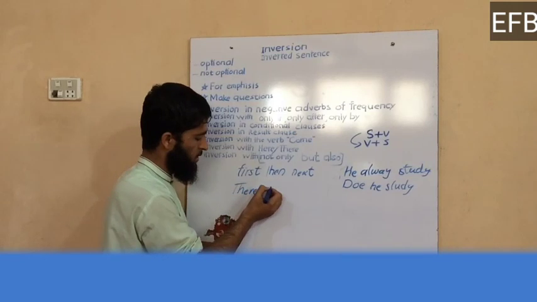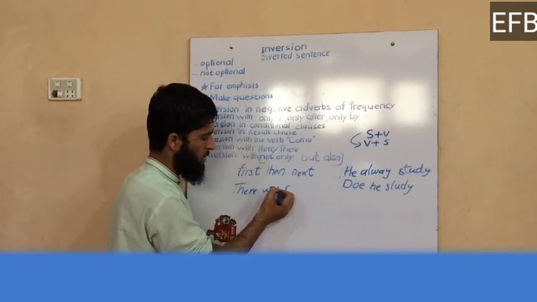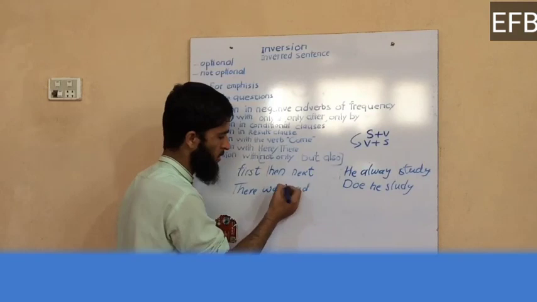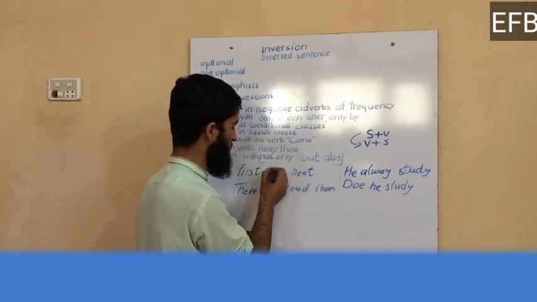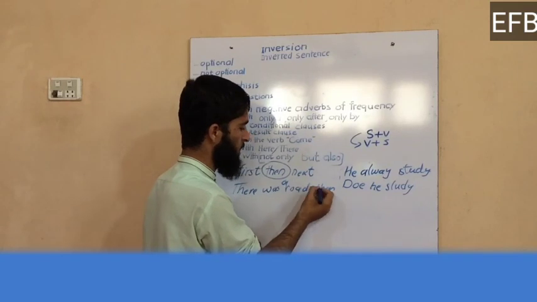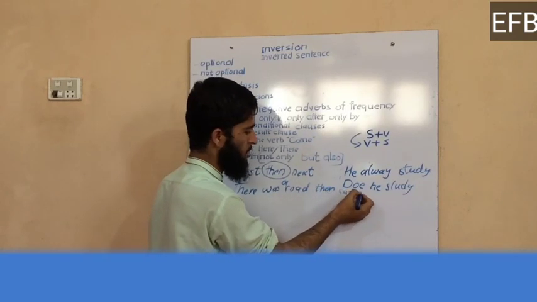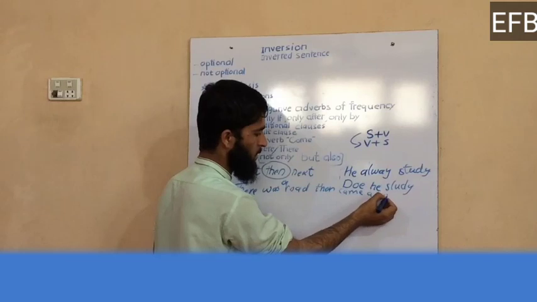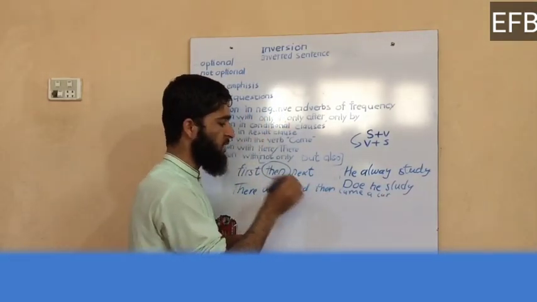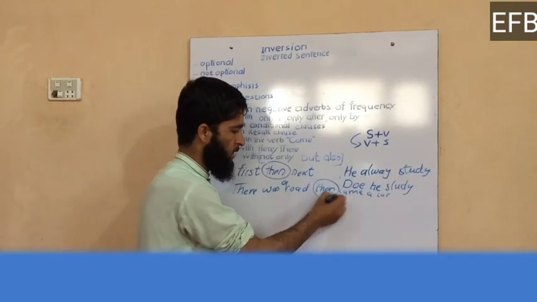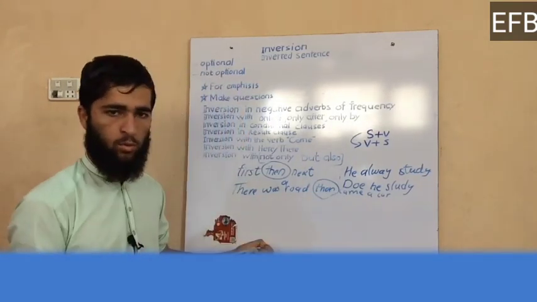There was a road, then you could see I use then here. Then came a car. I told you we use then, first, and next in front of the verb come, and inversion has been applied if you do it like this.